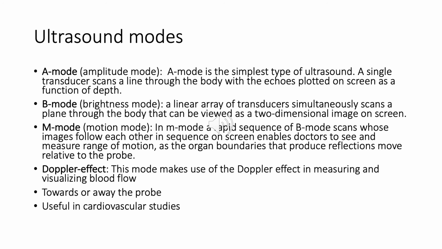There exist 4 different modes of ultrasound which are used in medical imaging. A mode is the simplest type. B mode is the most used type. And you have, for example, the Doppler mode. This mode makes use of the Doppler effect in measuring and visualizing blood flow. Doppler sonography has an important role in medicine. It uses the Doppler effect to assess whether structures are moving away from or towards the probe.